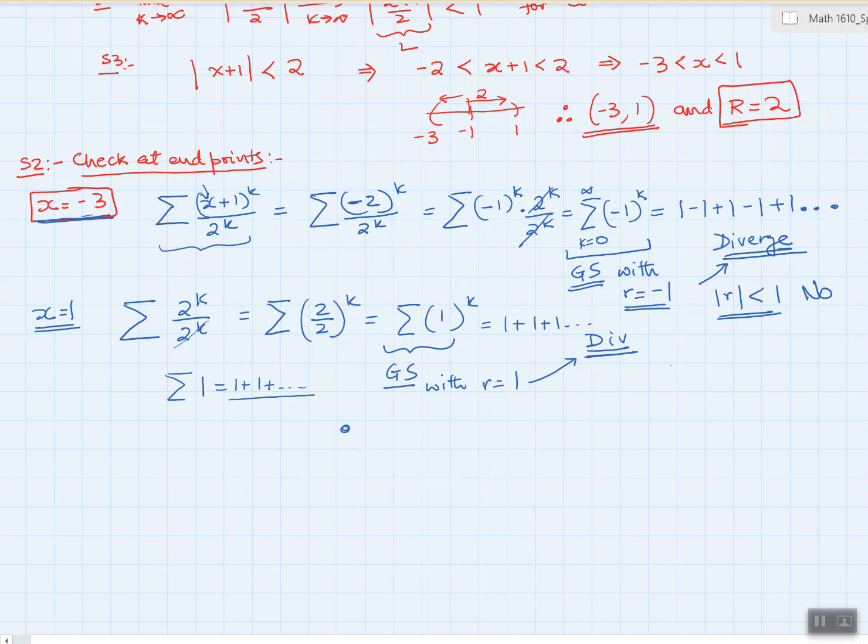So therefore, your final interval of convergence for the power series is: exclude -3 and exclude 1. So it's the open interval from -3 to 1.